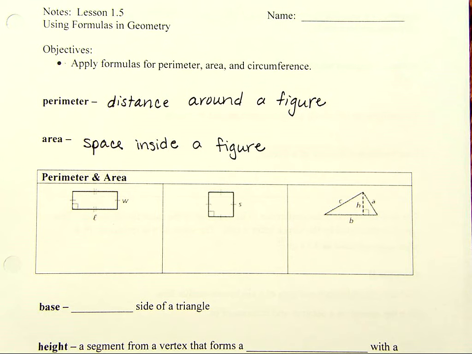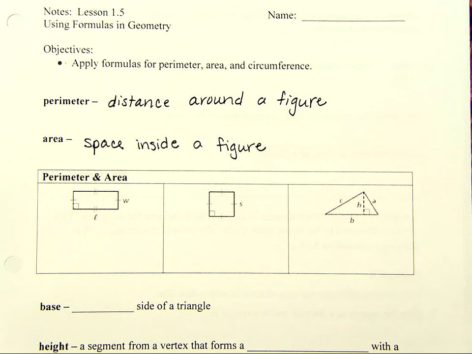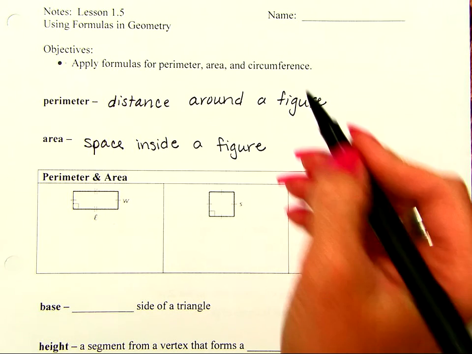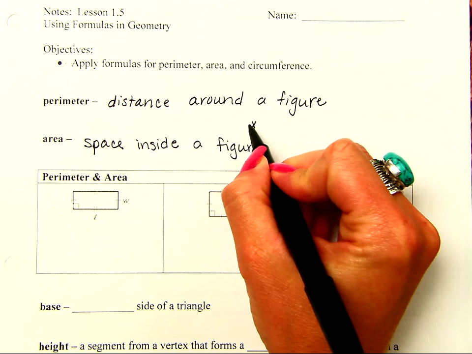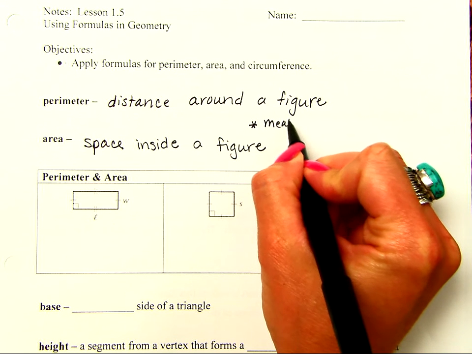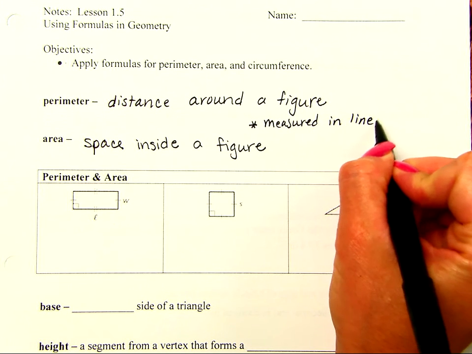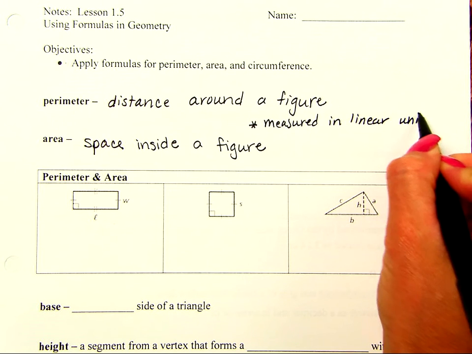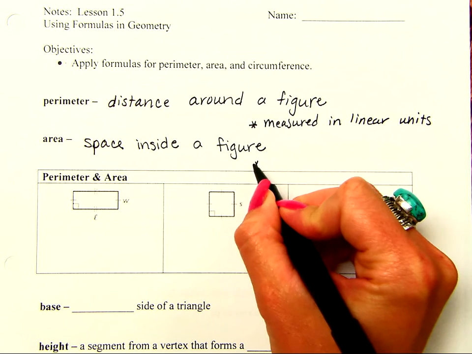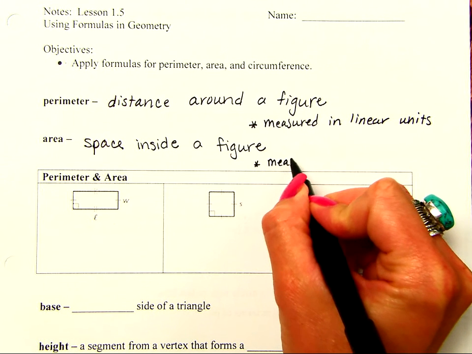Perimeter being the distance around a figure, around the outside edge, whereas the area is the space inside of a figure. And one thing that I want you to keep in mind is that the perimeter is always measured in linear units. Where when we talk area, we are measuring in square units.